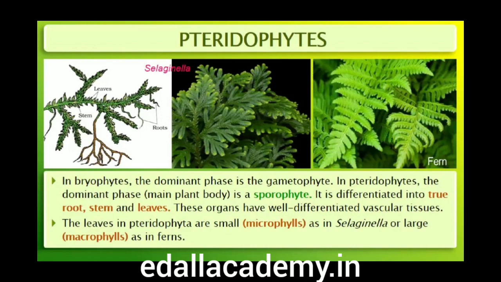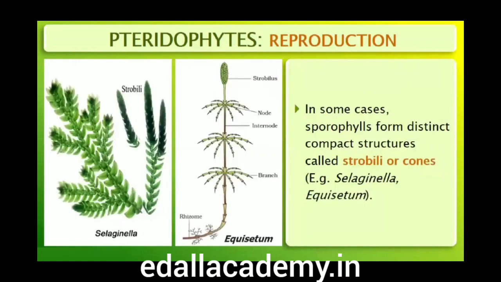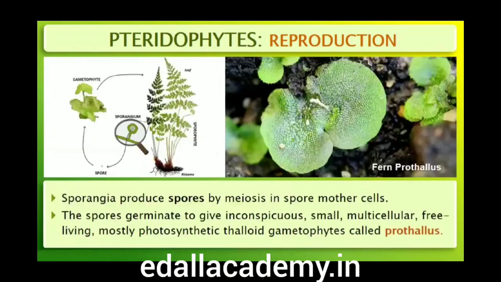These organs possess well-differentiated vascular tissues. The leaves in Pteridophyta are small, microphylls, as in Selaginella, or large, macrophylls, as in ferns. The sporophytes bear sporangia that are subtended by leaf-like appendages called sporophylls. In some cases, sporophylls may form distinct compact structures called strobili or cones, as in Selaginella and Equisetum. The sporangia produce spores by meiosis in spore mother cells.